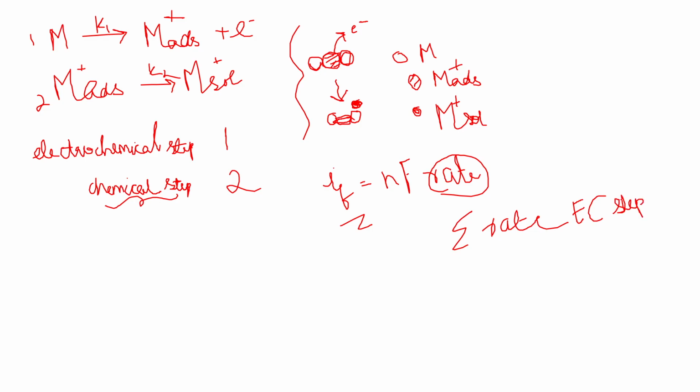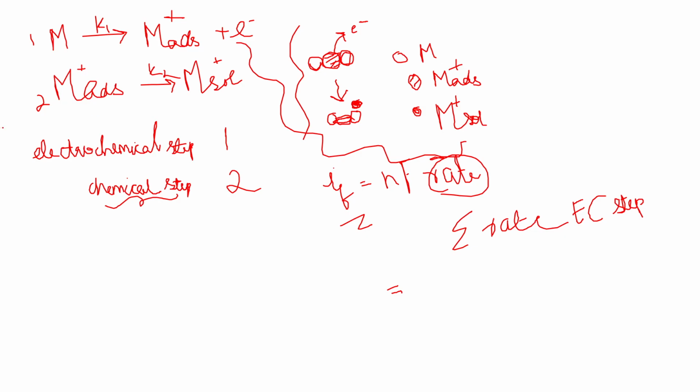So what does that mean? In this case, the Faraday current I_F is contributed by which reaction steps? Electrochemical step. That means only the first reaction. So here when you're writing the rate, that will be just for this step. You shouldn't write it as a sum of even the second reaction. Please keep this in mind.